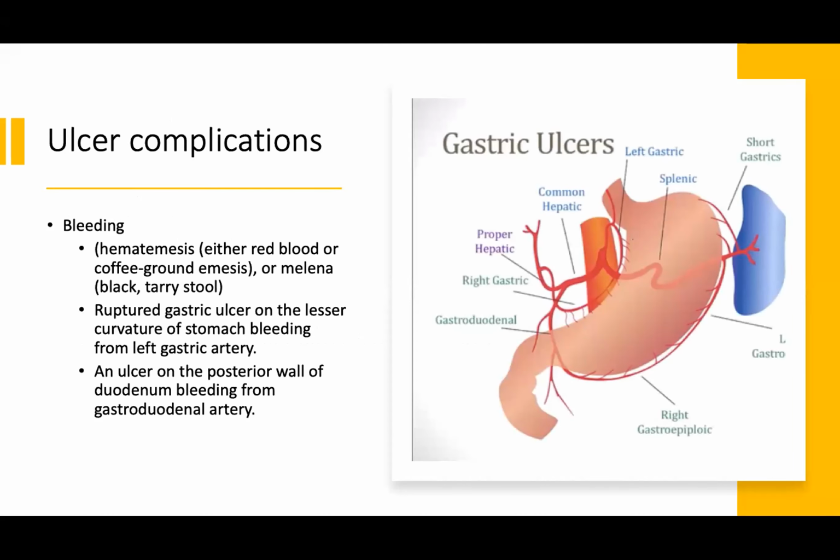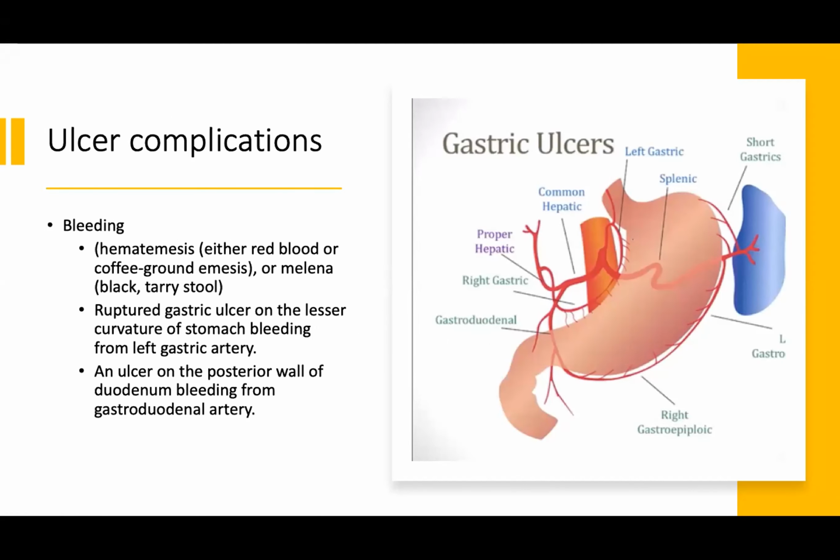The first one will be bleeding. So if the ulcer went all the way, like penetrating the whole thickness of the wall, it may reach a blood vessel. The two you want to remember: the one in the stomach, so this is the lesser curvature. On the lesser curvature, we have an artery called the left gastric artery.